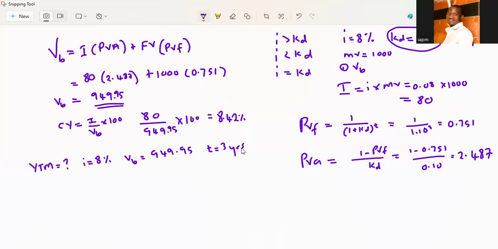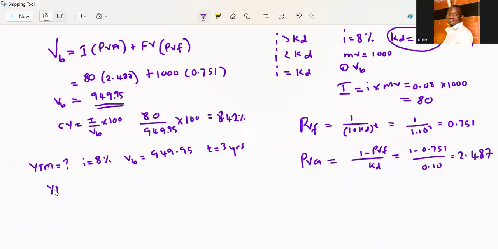So what is yield to maturity? Yield to maturity is simply the return. When dealing with yield to maturity, we're talking about the total return that an investor will expect to earn if the bond is held until it matures. So we assume that all coupon interests are reinvested. Now the formula for yield to maturity is given as follows.